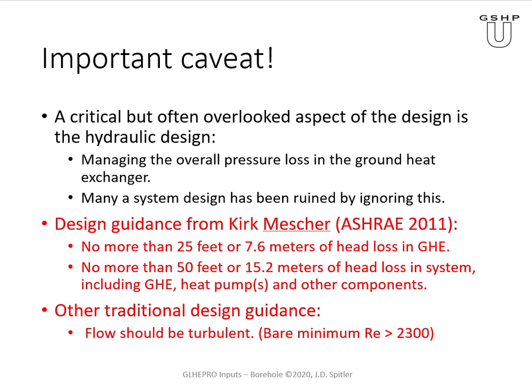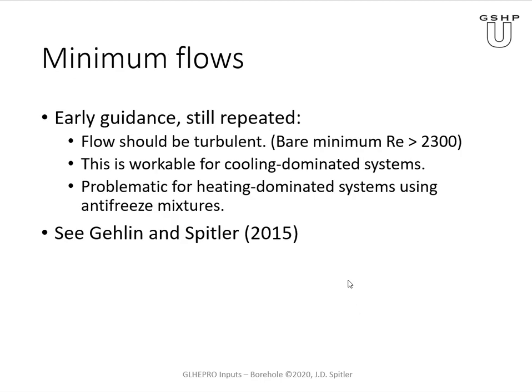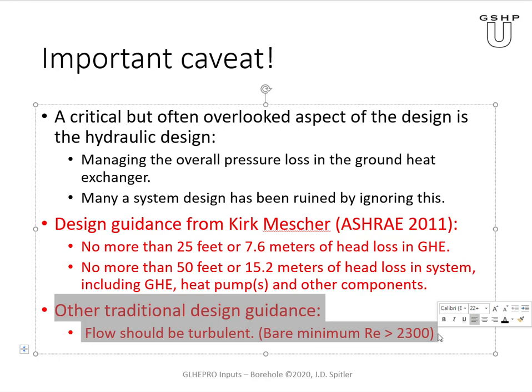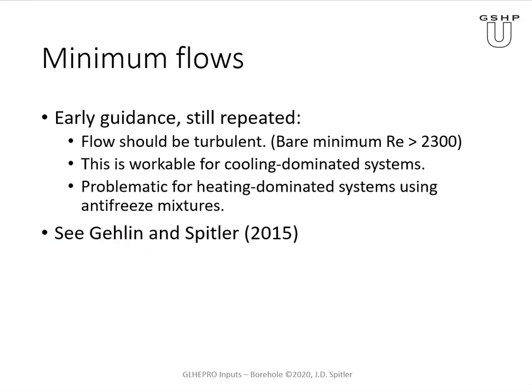Okay, so the other traditional design guidance, actually, this comes up in the next slide. I had meant to delete that. There. Right, this guidance goes back to the late 1970s, earlier work done at Oklahoma State University, that the flow should be turbulent inside the U-tube. That would be a bare minimum Reynolds number of 2300, but probably 3000 or higher to make sure you actually have turbulent flow.